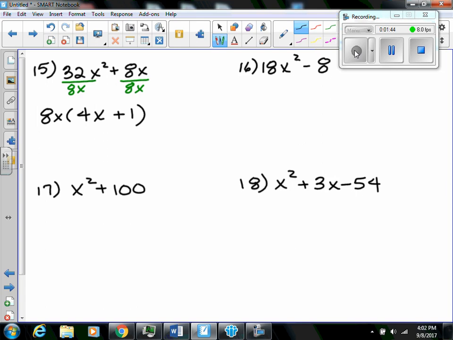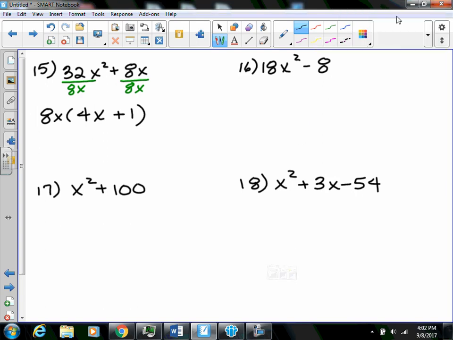So number 16. For number 16, I have 18x squared minus 8. Now I see a minus sign there, so immediately I start thinking to myself, might that be a difference of squares? Well, right now it's definitely not a difference of squares because I don't have a perfect square minus another perfect square. However, I do have a greatest common factor.